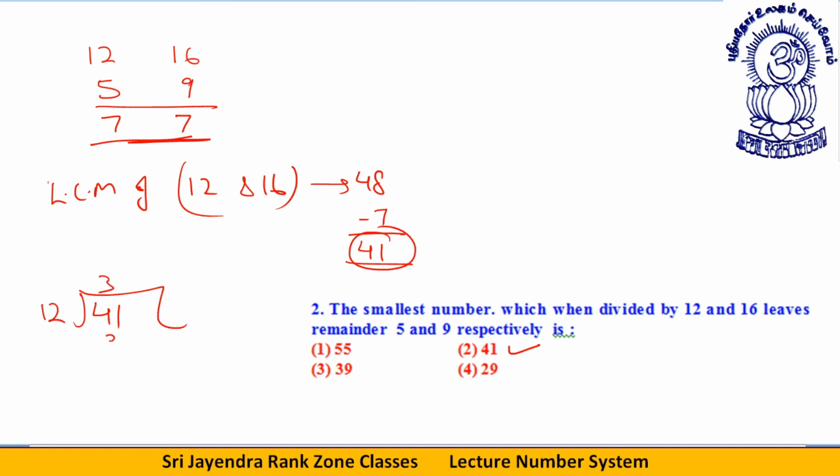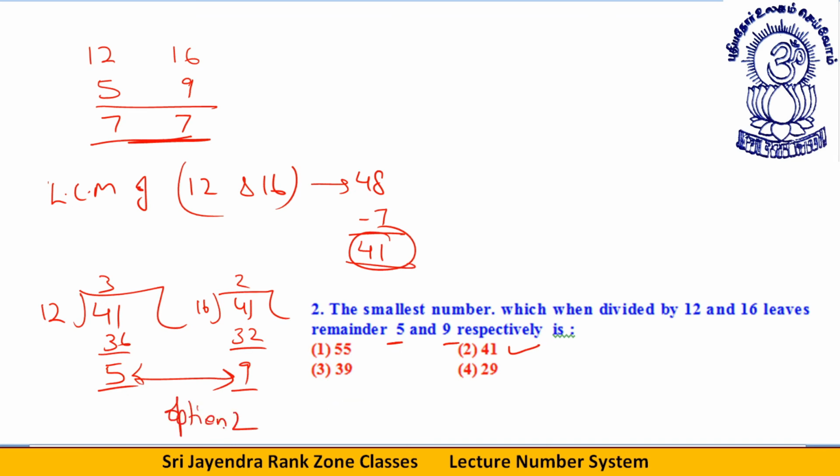See, 41 when divided by 12 leaves a remainder 5. 41 when divided by 16 leaves a remainder 9. Easily done. I'm sure it must be clear to all.